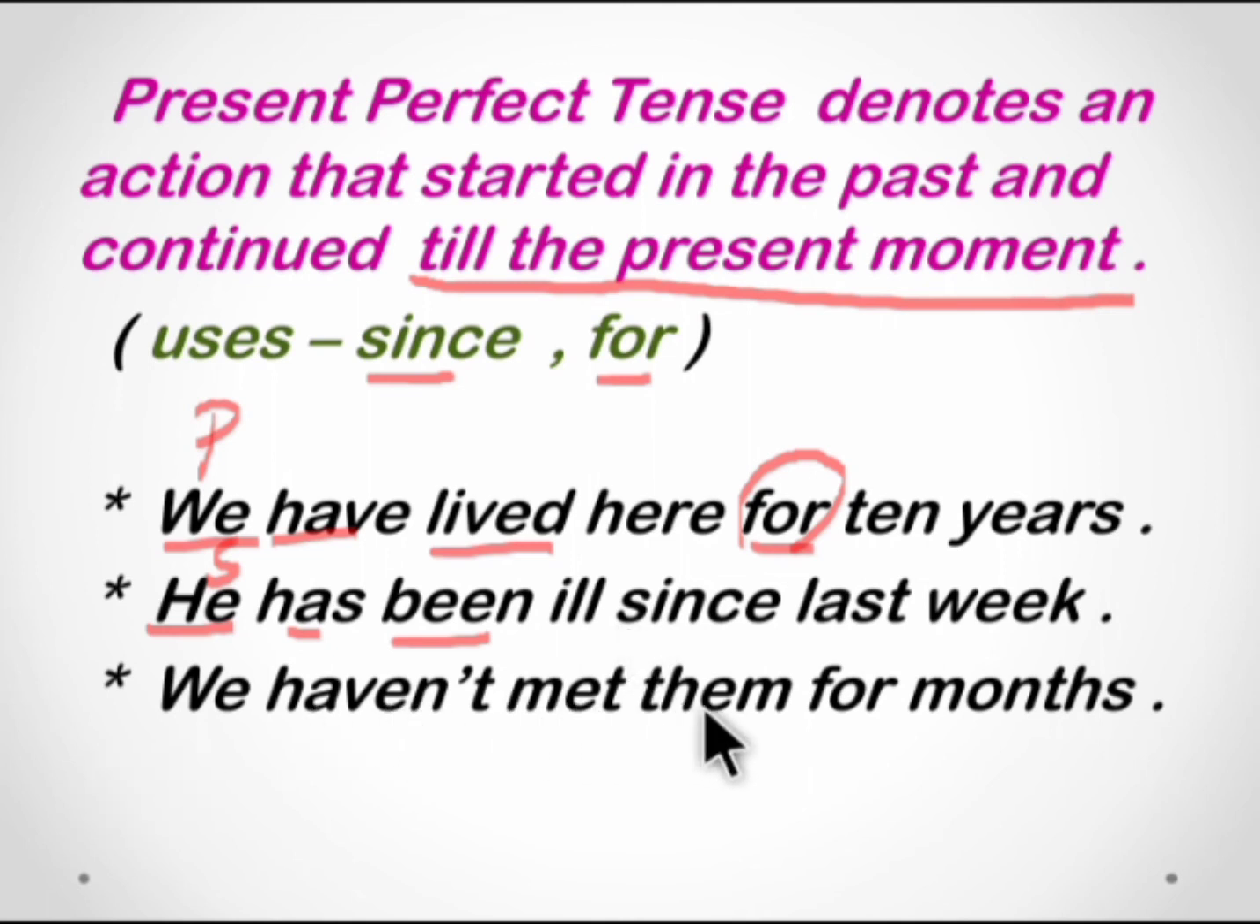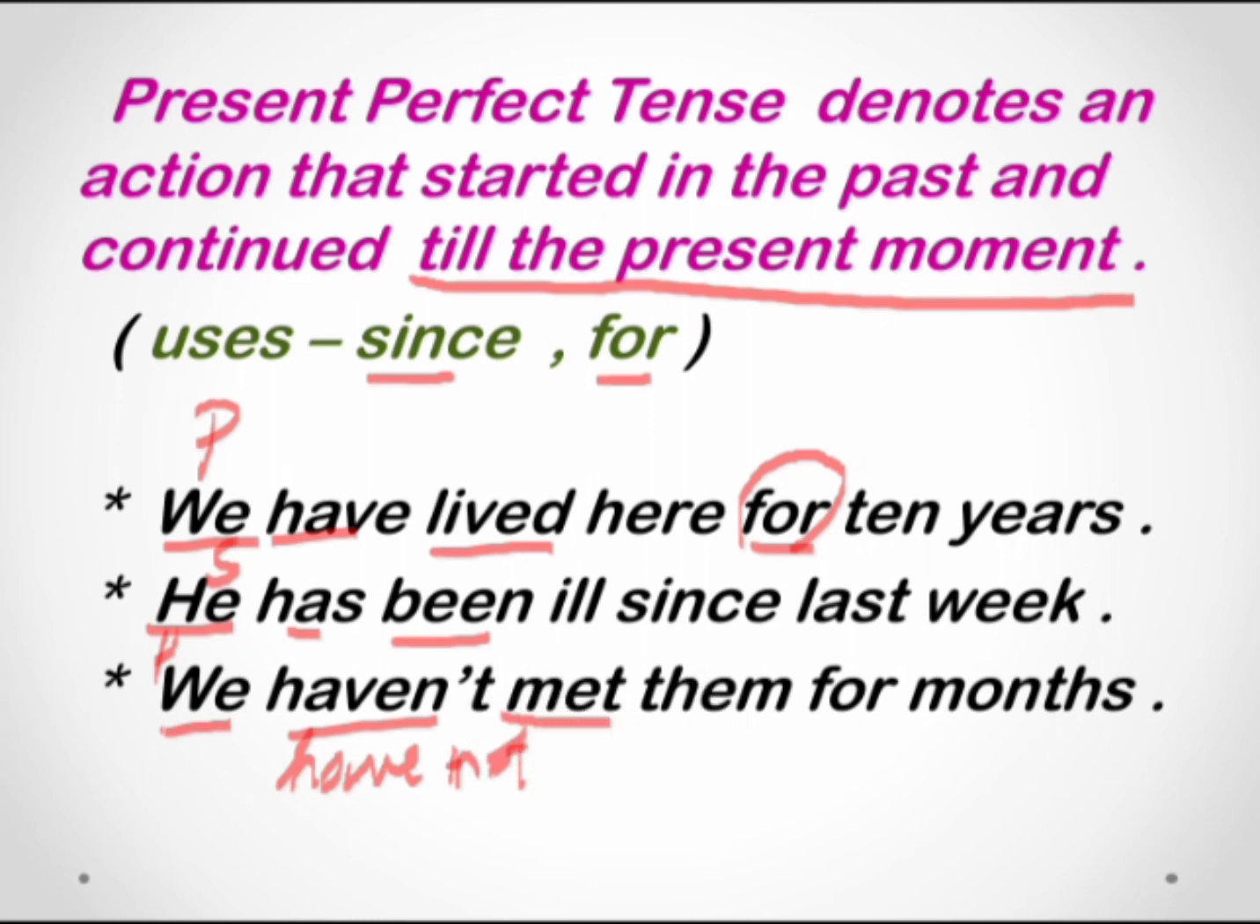We haven't met them for months. We is the plural subject. This haven't is the short contraction of have plus not. So even negative words we use for present perfect tense. The past participle of meet is met. So in the past we didn't meet them and till now we haven't met them. So this is the meaning of this sentence.